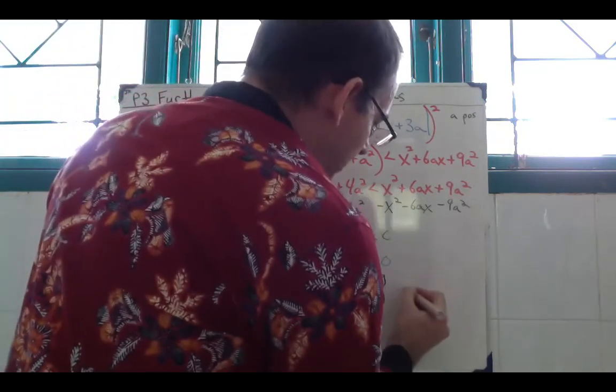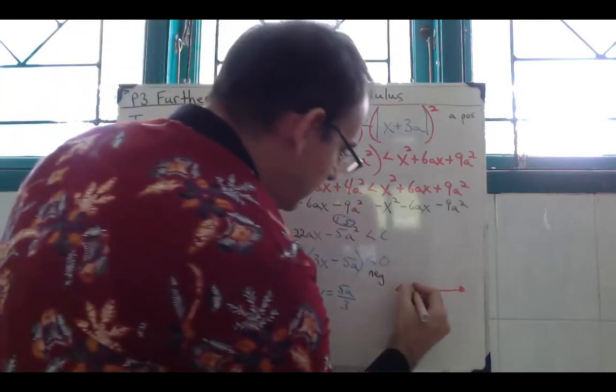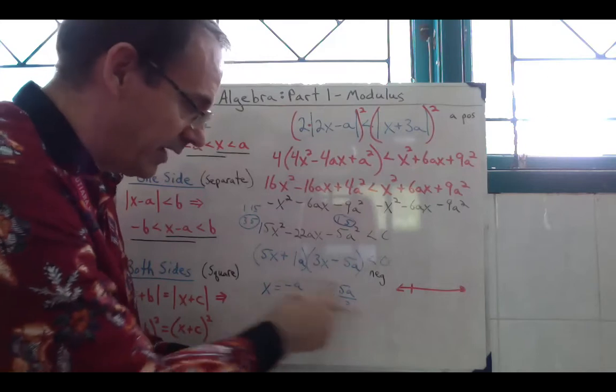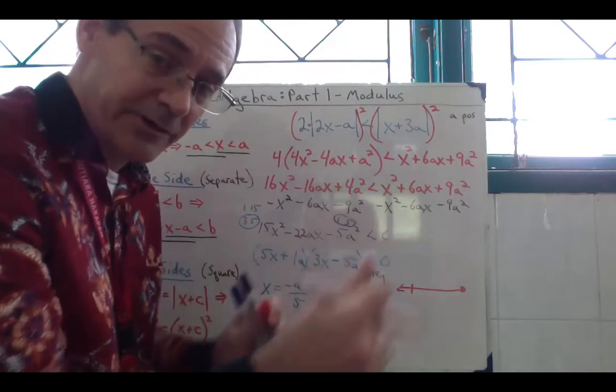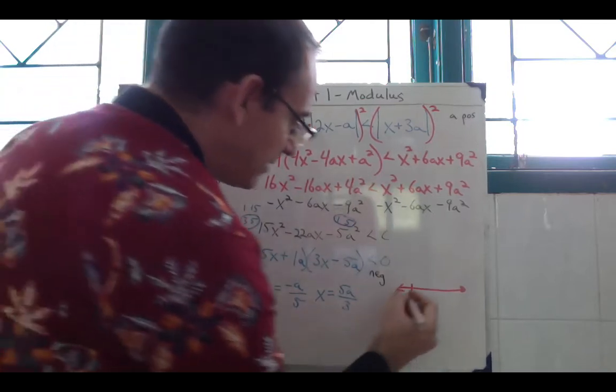So if we draw a number line, put them in order. So here's a negative. Notice it says a is positive. So we don't have to worry about what depends on what a is as to which one's bigger or smaller. Since a is positive, this is going to end up being negative.